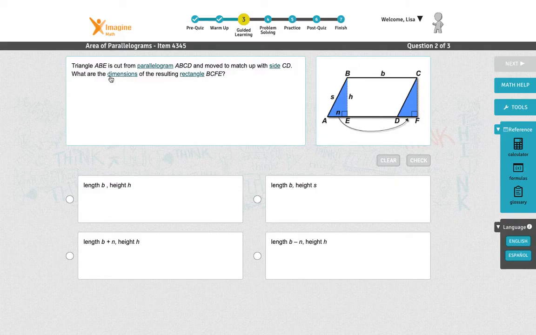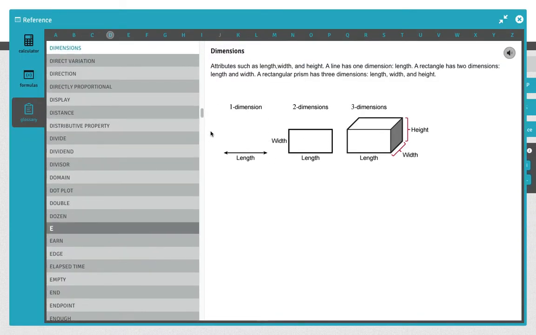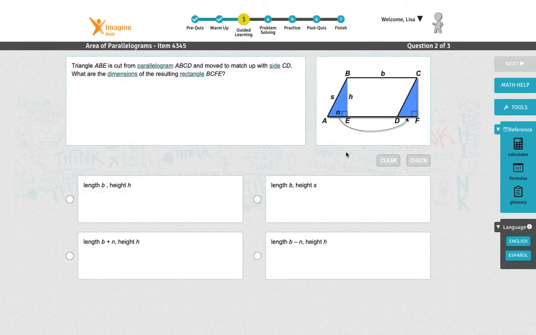So when it's asking about the dimensions, remember you can always look up what dimensions mean. Okay, and dimensions are attributes such as the length, the width, and the height. Well, since this is two-dimensional, we don't have the length, width, and height. We just have the length and height. Okay, so what makes up those length and height? We've got this line, which is my length, B for base, if you notice. Okay, so base, and H for height. Okay, so that would mean that my length is B and my height is H.